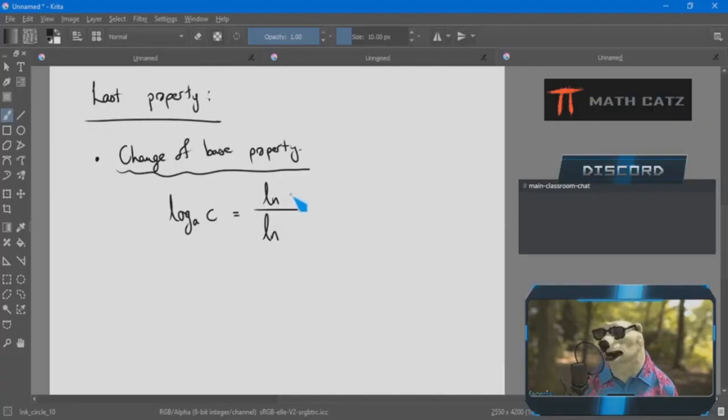Then the input for the top log is the original input, c. The input for the bottom log is the base of the original log. Again, you can't look at this, well, I can't. You can't look at this and say, well, how am I supposed to understand how that could be? No, you have to prove it.